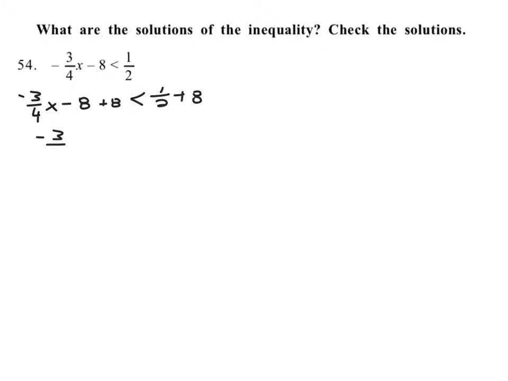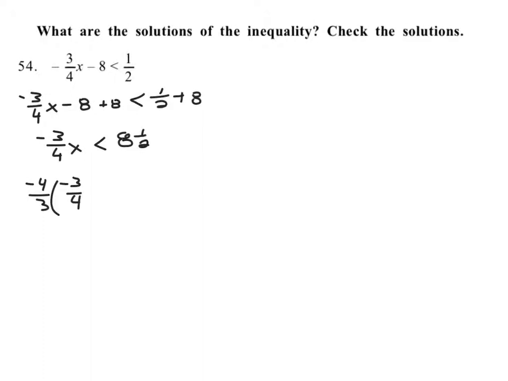So then we get -3/4 x is less than, this is just 8.5. And now, how do we undo a fractional coefficient? We multiply by the reciprocal. Okay, but what's the reciprocal of -3/4? It is -4/3.